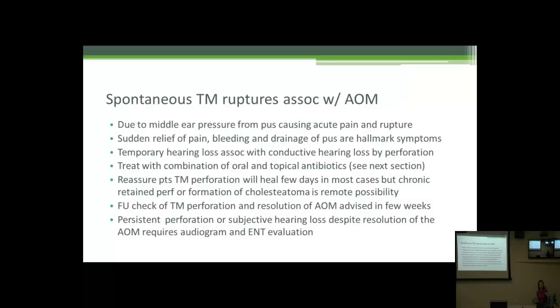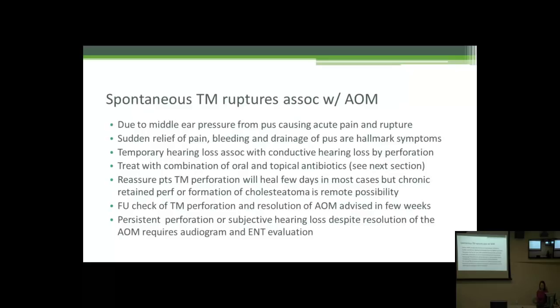Typically, treatment would include, if it looks infectious, certainly putting them on a topical agent if the hole is still there. However, if it is healed up but they're still having symptoms, an oral antibiotic would be appropriate. And I'll show you some more information about that.